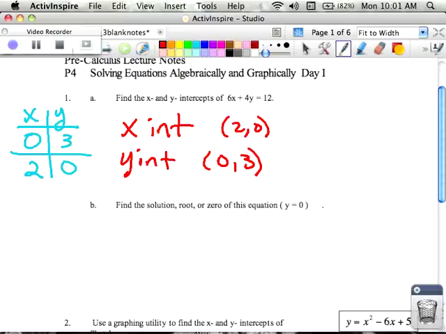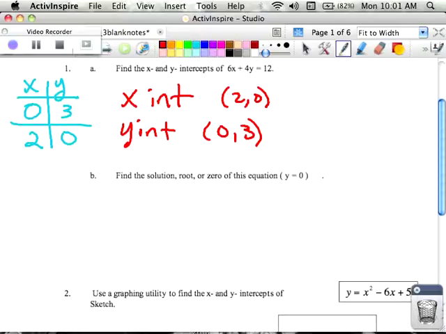Questions on 1a? If you wanted to, you could solve for y in this one on your calculator, which I'm not going to do. And then look at where it crosses the x and the y-axis. I think that's a waste of time. This is much faster. And I'm all about being efficient.